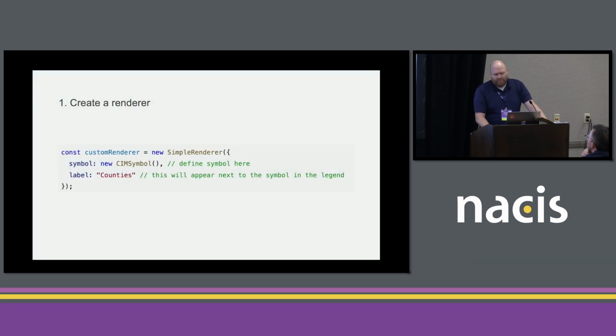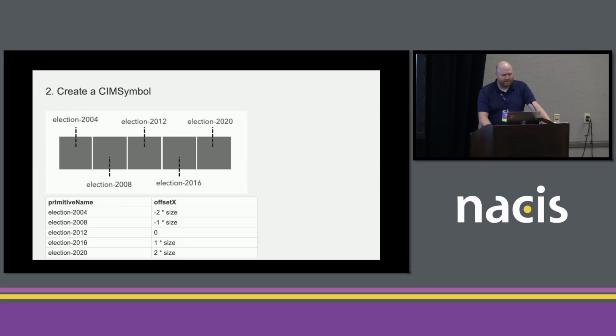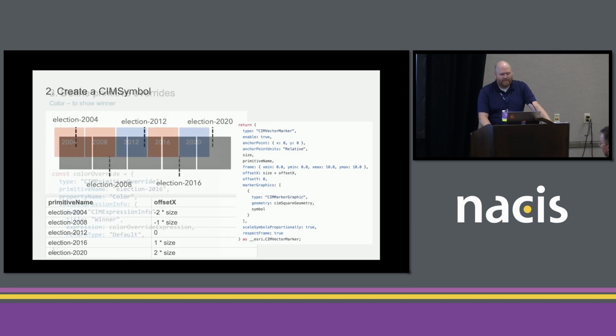First, you create a simple renderer, and you create this new CIM symbol. CIM just stands for cartographic information model. It allows me control over every aspect of the symbol, its shapes, its symbol layers, how to override things. I don't have time to get into the details of this. I did write a blog. I'll show you a link to it in just a second that gets into these details. But essentially, I created this multi-part symbol with offsets, and I assigned them an ID that references a specific election, and that's the code for that.